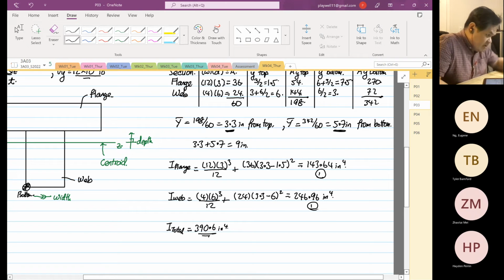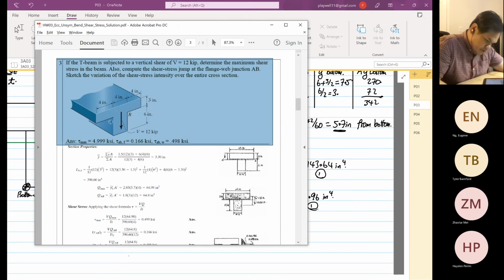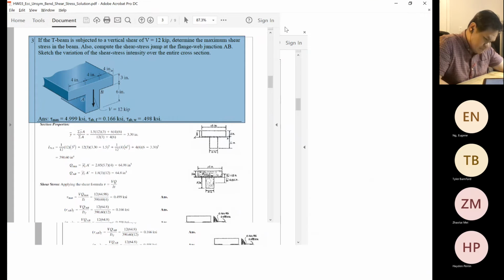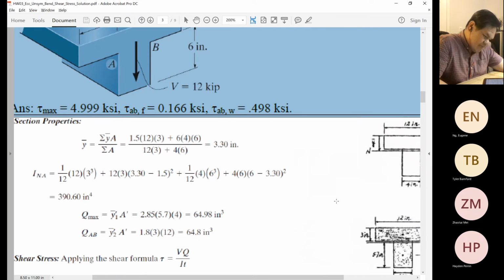Now, if you look at the solution, I don't know whether it's right or wrong. 390.6. If you look at the solution, we were bang on. We were exactly right. Don't lump everything like this. It can be very confusing.